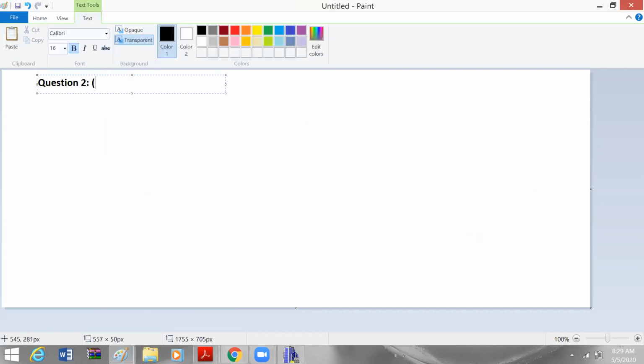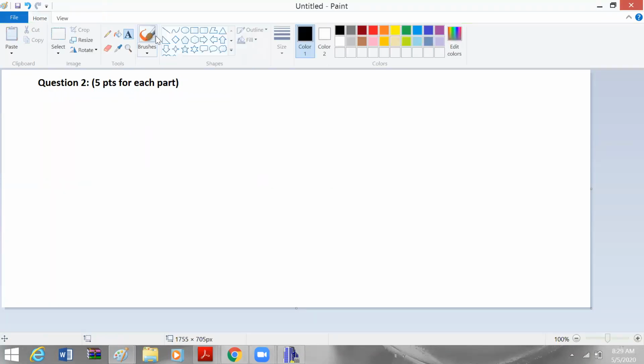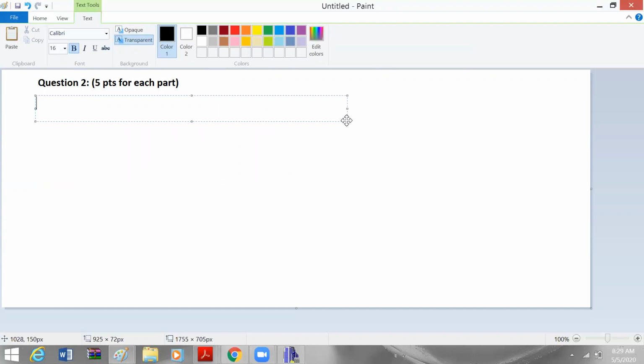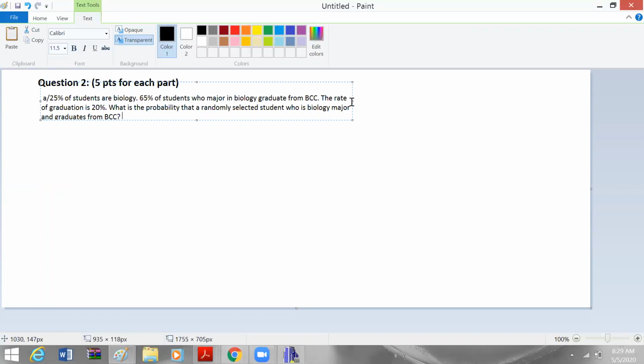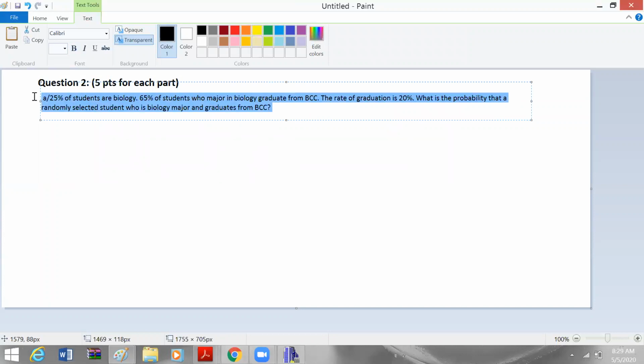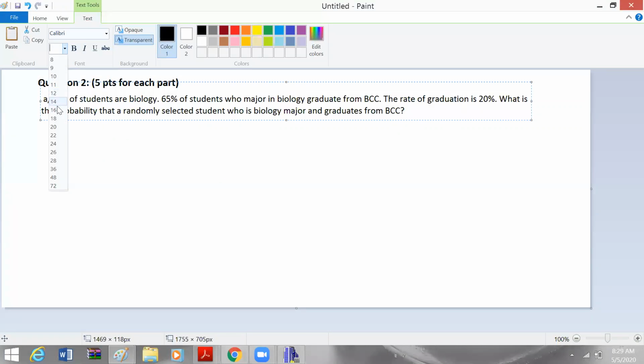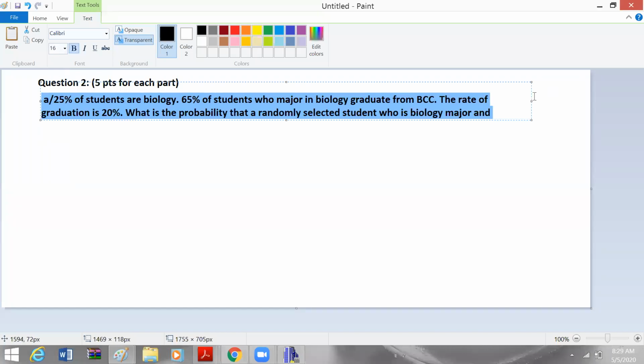Question number 2 will be 5 points for each part, right? And we're going to get part A and part B. Part A of the question will be very similar to what we have right here, except it's going to be a little different. So I'm going to make it a little bigger letters and make it look nicer. This is what you might see on the final exam.